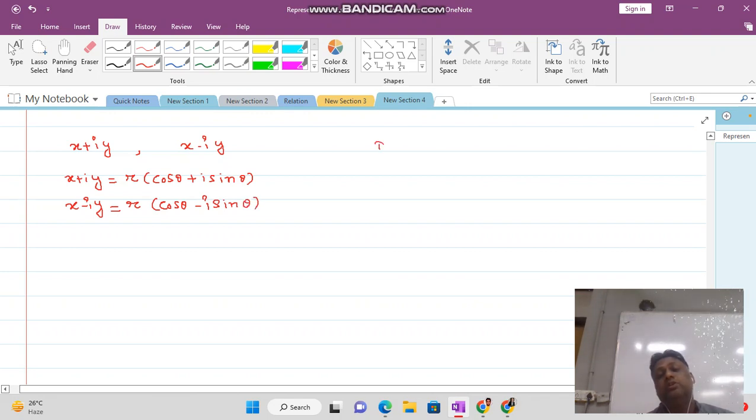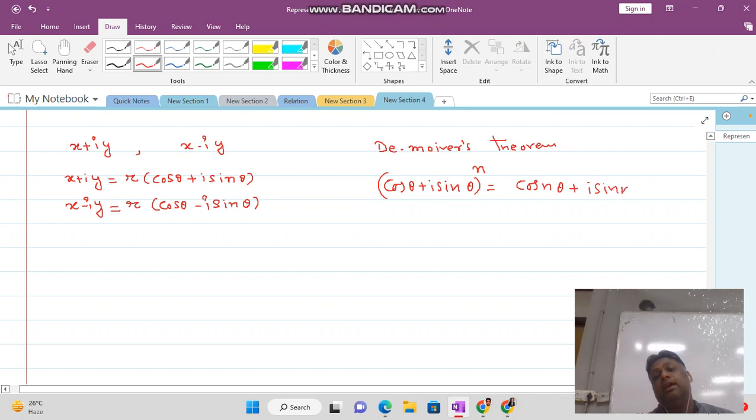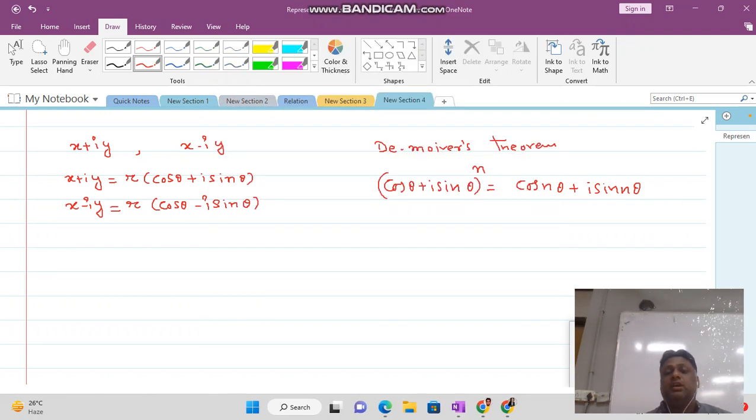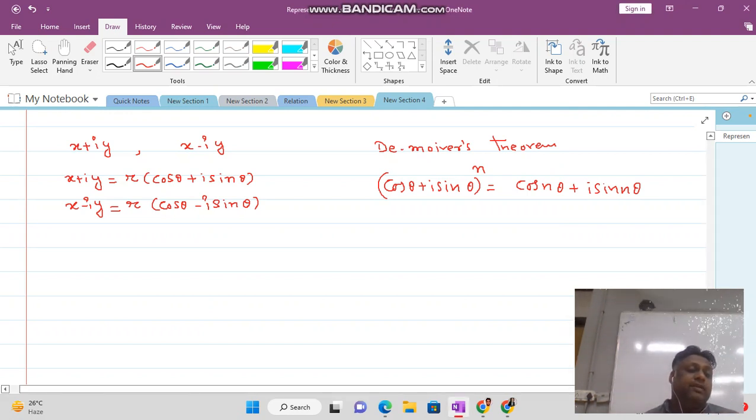Here I am going to use one result which is called De Moivre's theorem. This theorem states that cos theta plus iota sine theta whole raised to the power n is equal to cos n theta plus iota sine n theta. This is a very important result which will be used for writing the solution. Now suppose we have these roots x plus iota y and x minus iota y.